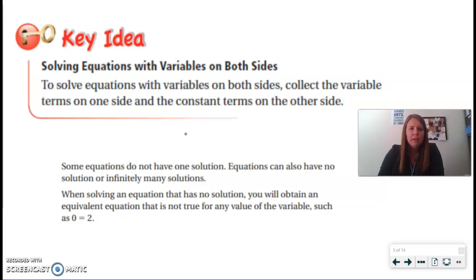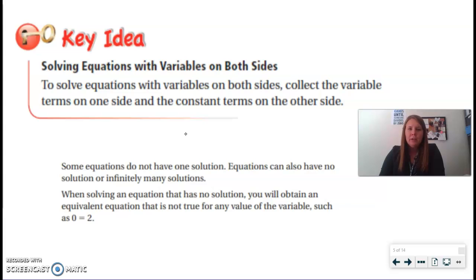So in here it says some equations do not have one solution. Equations can also have no solution or infinitely many solutions. So let's make it even more complicated. You can either have an answer, no solution, or infinitely many. When solving an equation that has no solution, you will obtain an equivalent equation that is not true for any value of the variable. So if it becomes no solution, you're going to get something like 0 equals 2. Well, does 0 ever equal 2? No. And so that's going to be no solution.